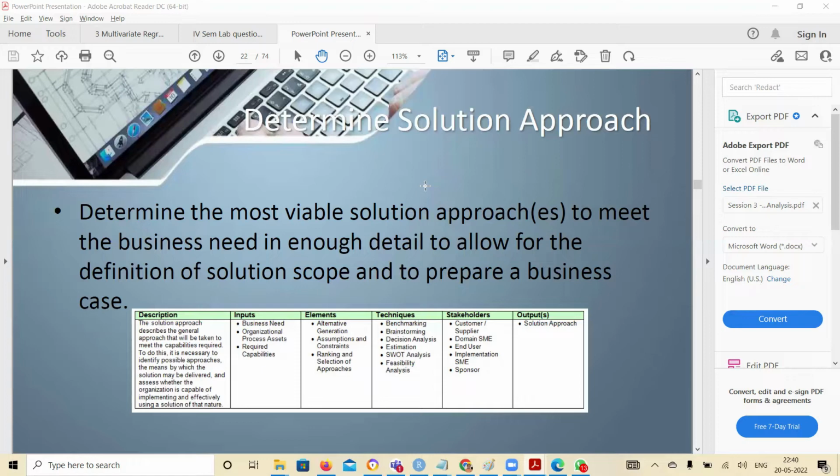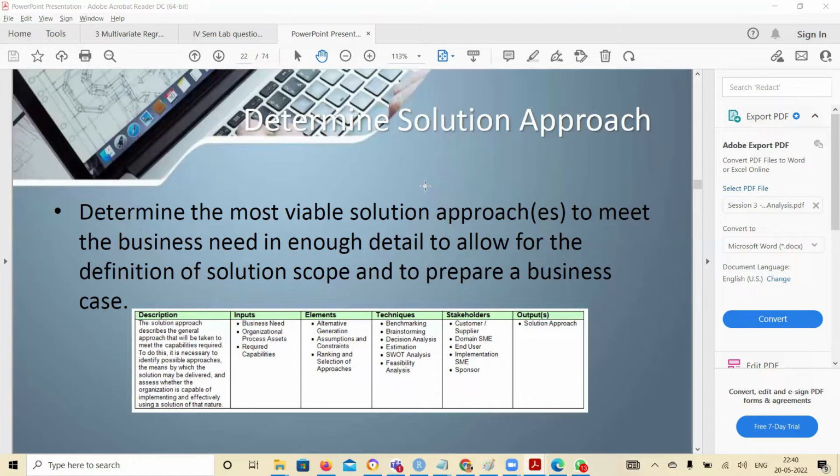Required capabilities. What are your required capabilities? Then the elements are alternative generation. How do you design alternate solutions? How do you come up with alternate solutions? Then you have assumptions and constraints, and ranking and selection of approaches. As I said, you should have more than one approach, and in a way you are ranking all the different approaches. You need to know which is the best approach. How do you decide which is the best approach?